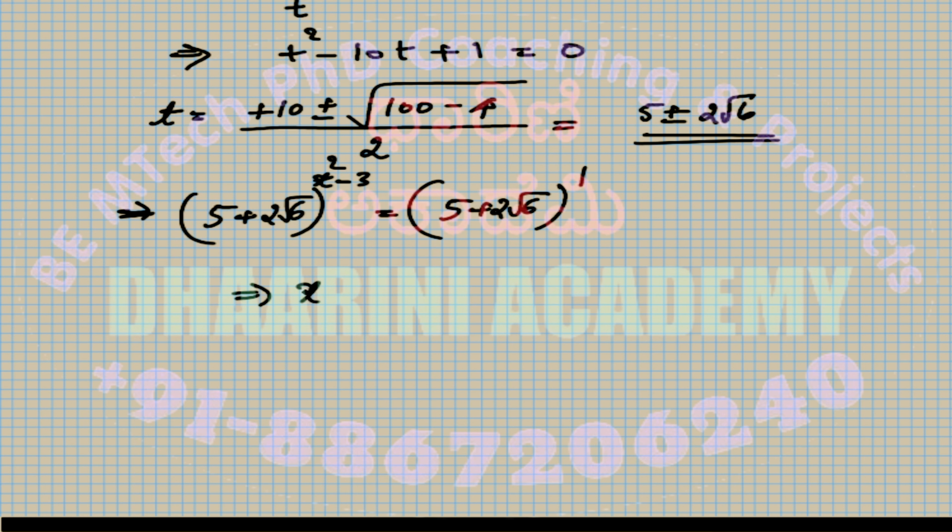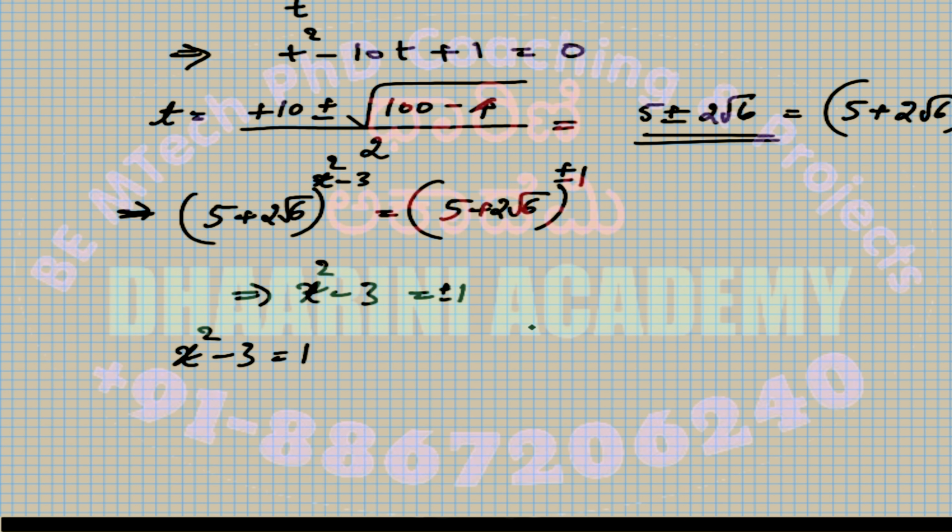This implies x square minus 3 is equal to 1. Okay, this can even be plus or minus 1, right? Because I can write this as plus or minus. When it is minus 1, it goes to the denominator, right? So I can actually rewrite this as 5 plus 2 root 6 to the power plus or minus 1. So this could be plus or minus 1, right? Equate the powers. So I have two options. First option is x square minus 3 is equal to plus 1, or x square minus 3 is equal to minus 1.